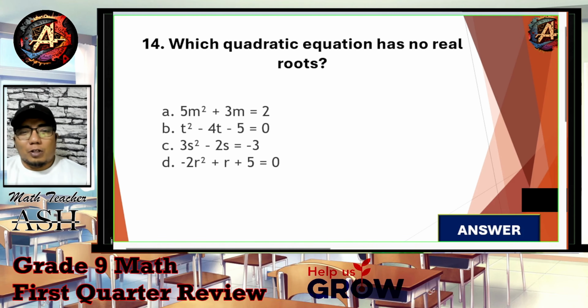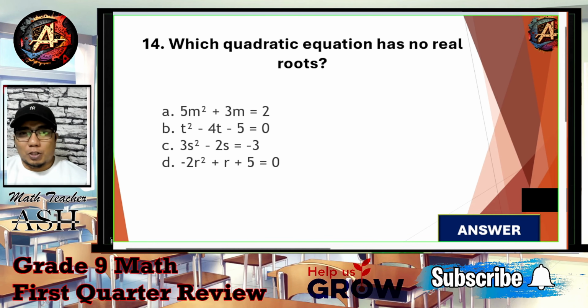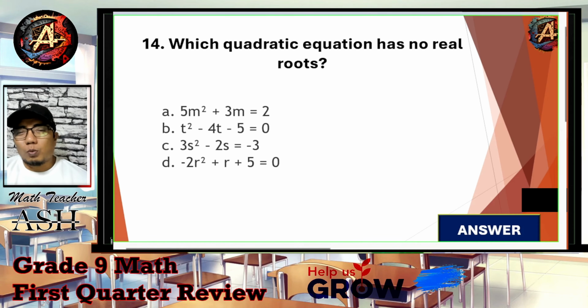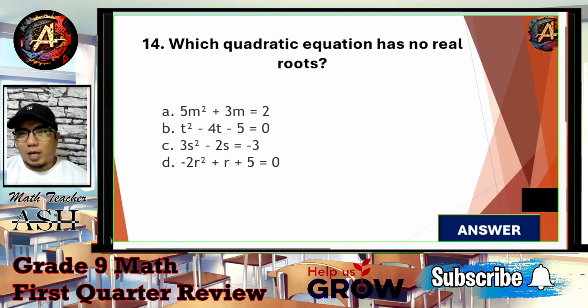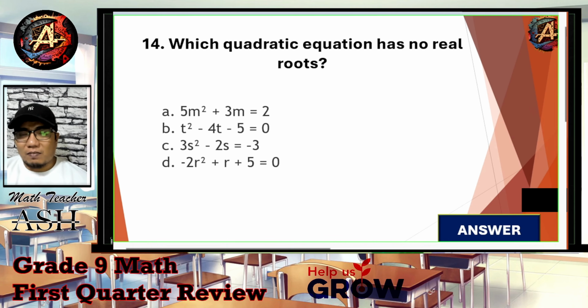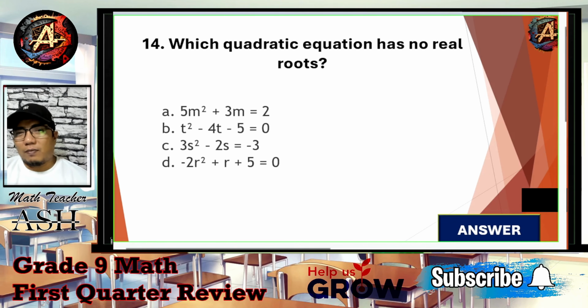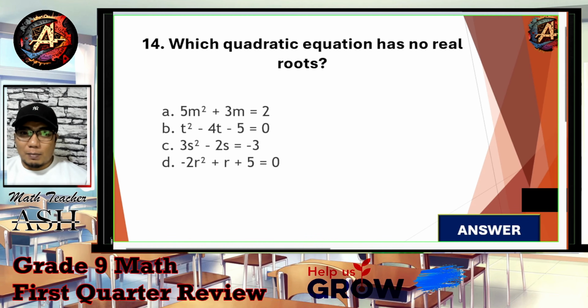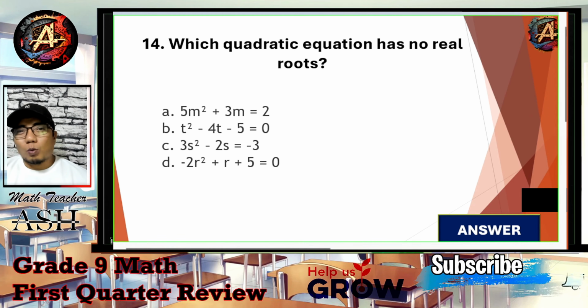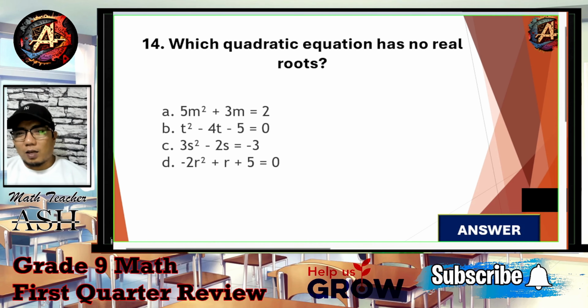Okay, my dear math learners, how do we answer this question? First things first, what we need to do is to check which among these four choices has a negative discriminant. Why? Because if you have a negative discriminant, then that is the time that we could say that your quadratic equation has no real roots.